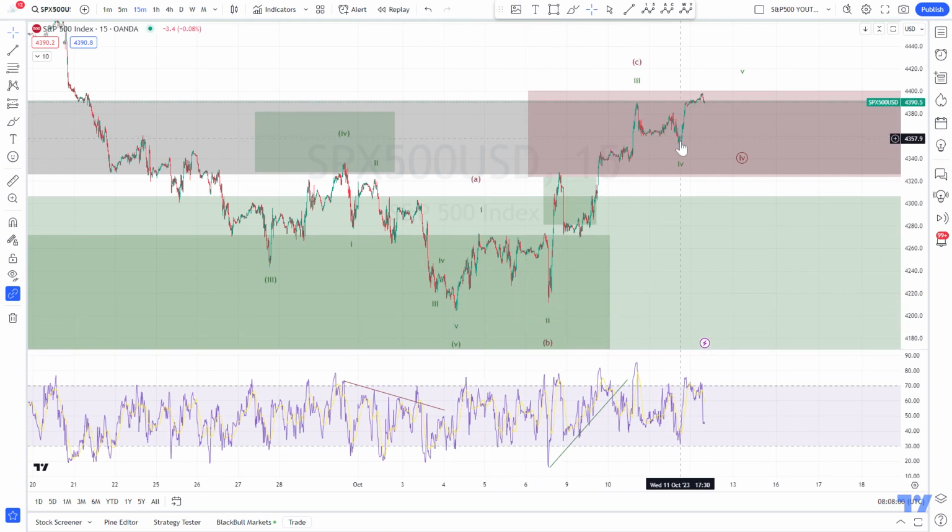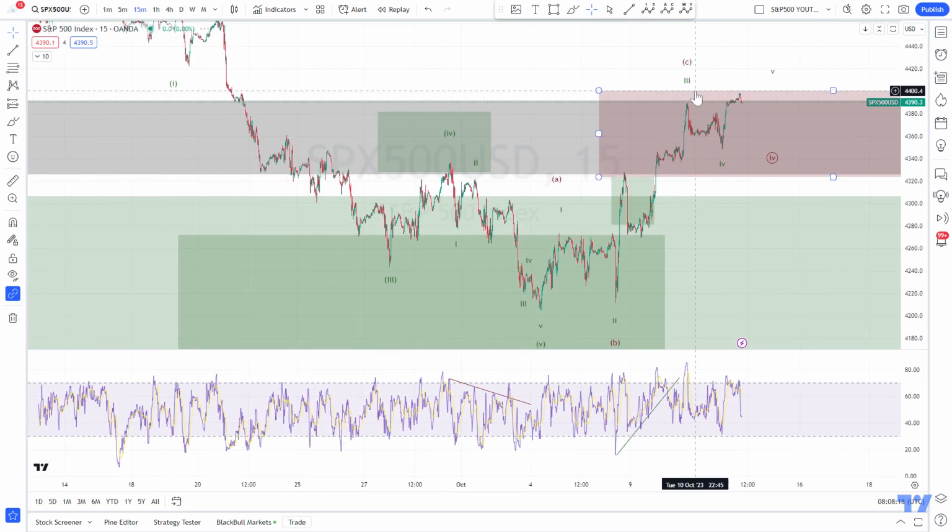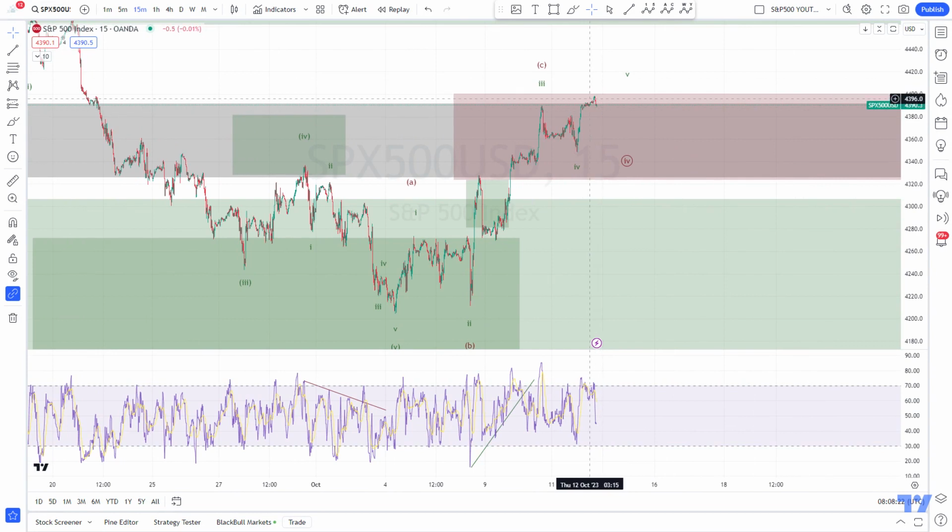But now in the meantime we are printing additional data, and this makes me think we will have a 5 wave structure right here. 1, 2, 3, 4, 5. And if this is 5 waves, then what should follow is 3 waves down, corrective.